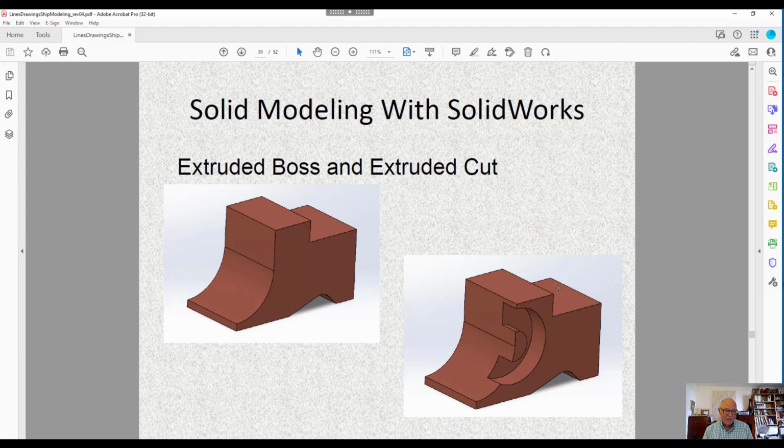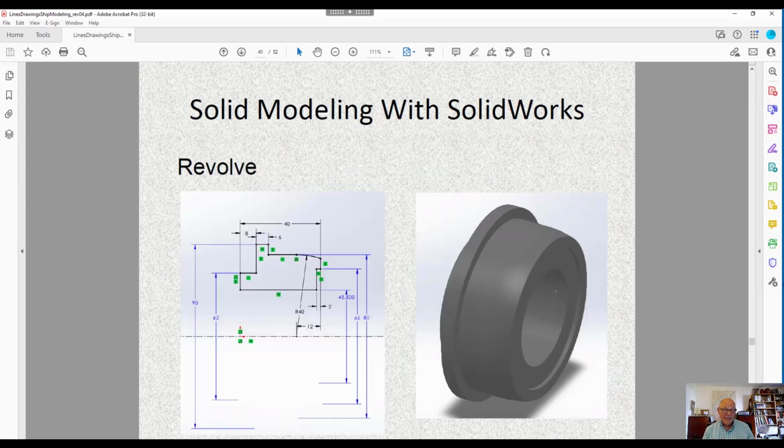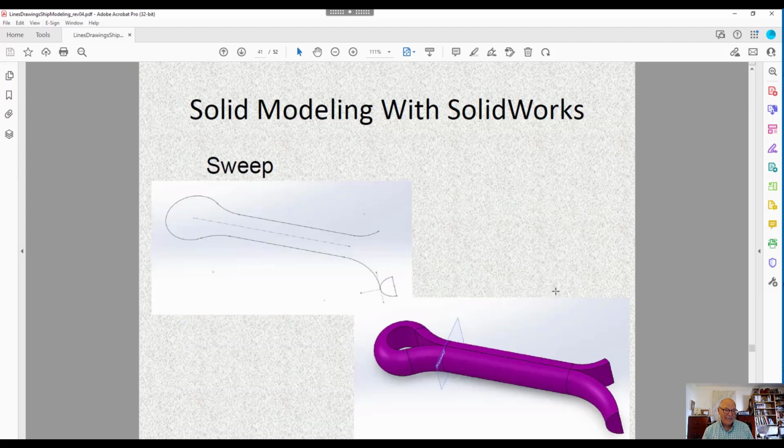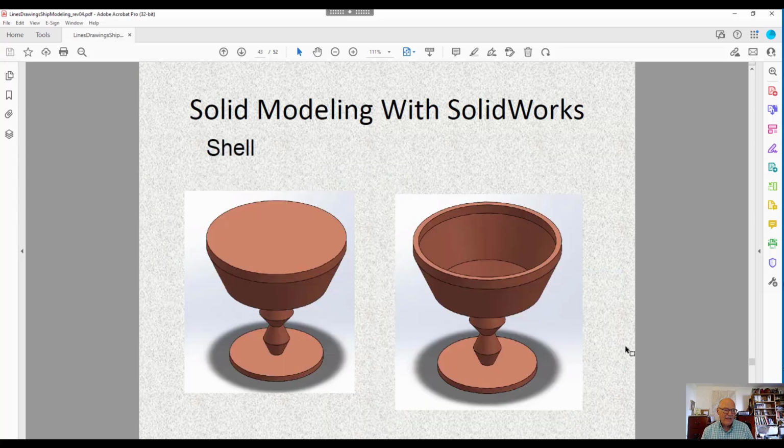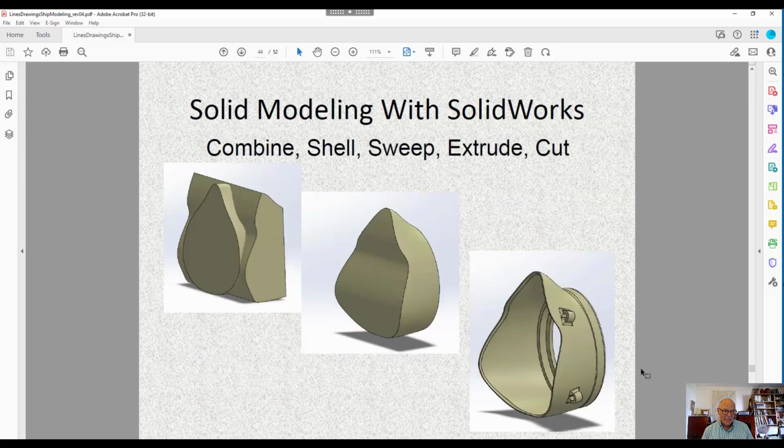Extrusions, create a shape, push it through space. Revolve, create a shape, revolve it around an axis, and push it through space that way. A sweep, give me a shape, give me a path, make that shape move along a path and create a solid from it. Loft, start with one shape, go to a different shape, and you can do that as many times as you want. And again, the ship hull is one way to do that. Shell something that's solid by giving it a wall thickness, and then you can remove, before you do that, individual surfaces, so it looks like that.